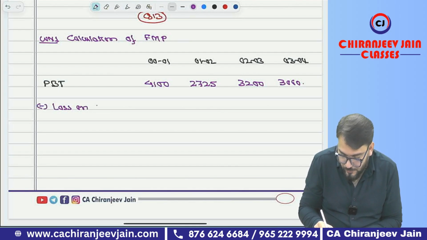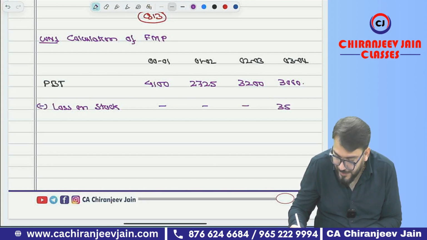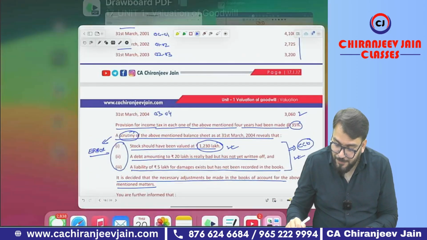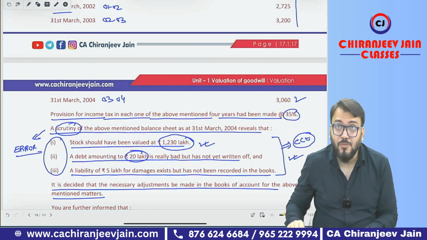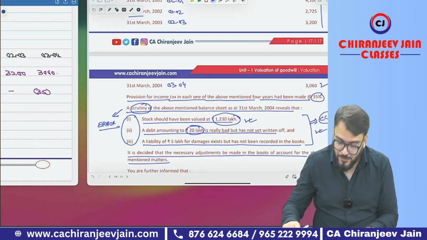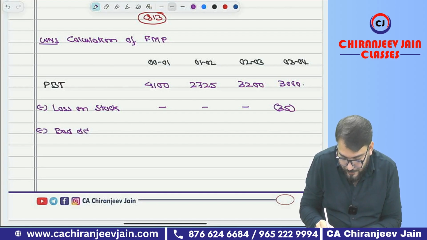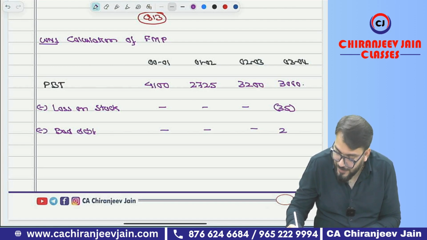Loss on stock. How much? 35 minus. Okay. Then there is one bad debt. Bad debt amounted to rupees how much? 20 lakh. That needs to be also deducted from profit. Minus bad debt. How much? That is 20 lakh.